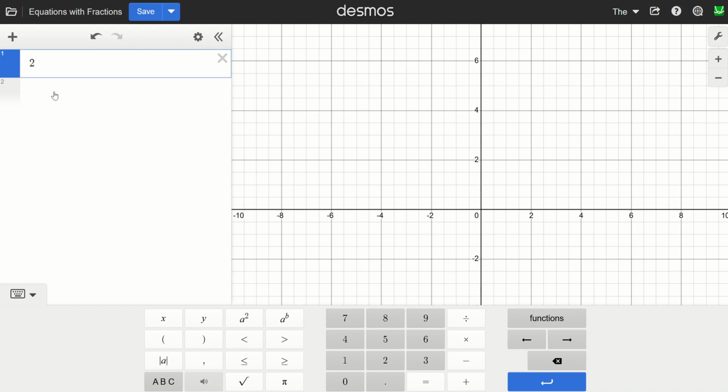So we're going to try entering the fraction 2/3. So I'm going to type 2 and this division symbol 3. Notice that the cursor automatically moved to the denominator just now, and I entered the 3 in the denominator.